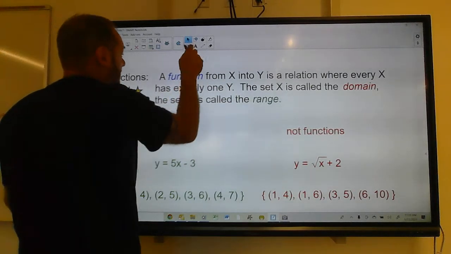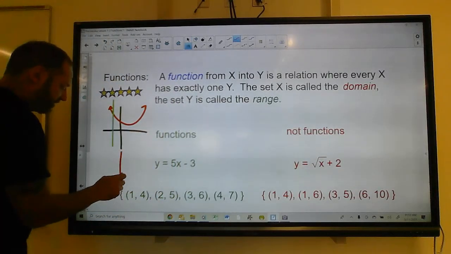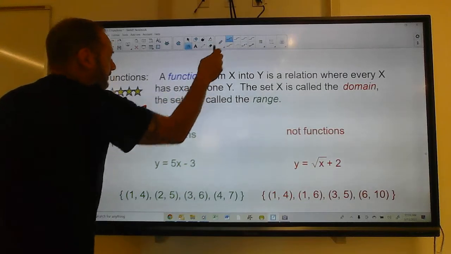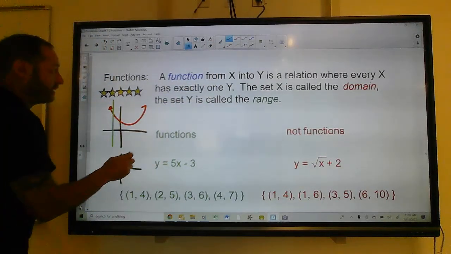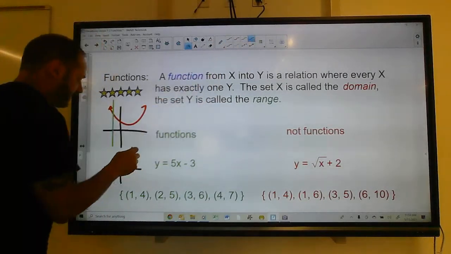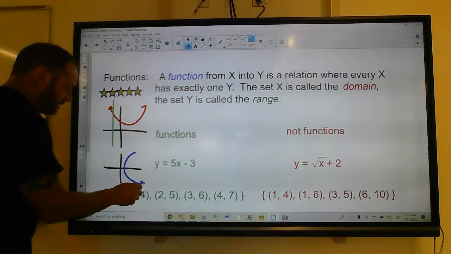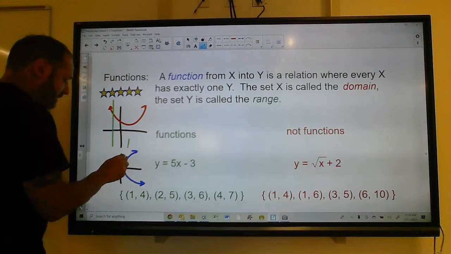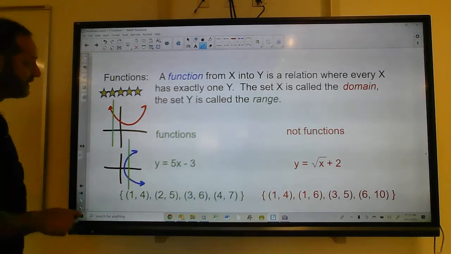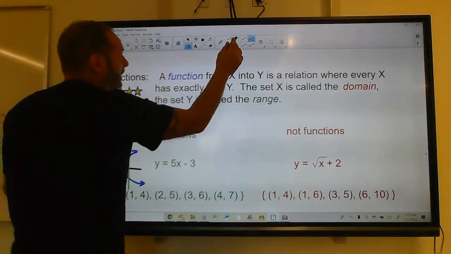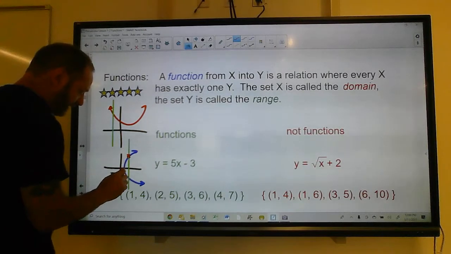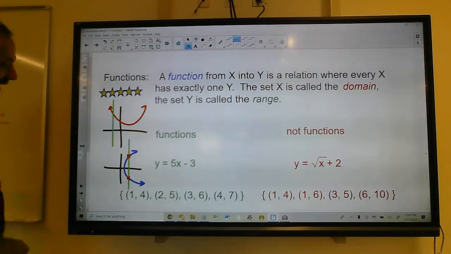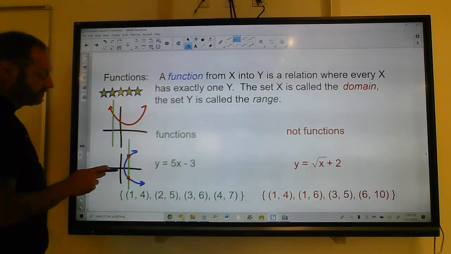Now what does it mean if it wasn't a function? Might look something like this. Let's say I had a curve that looked like this. Okay, and then I drew my vertical line right here. Now I've got not one, but I've got two y's for each x. Okay, this is not a function.